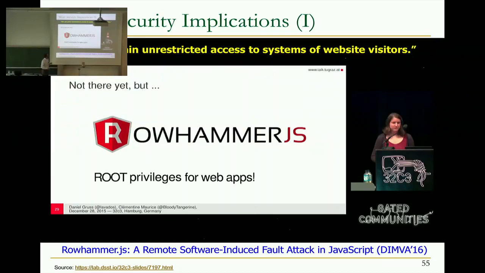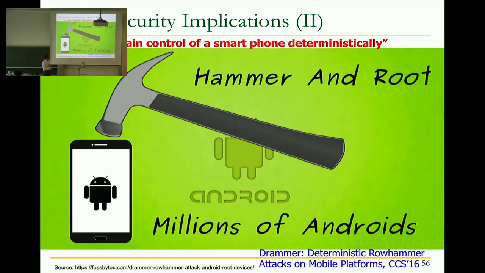This is work by TU Graz, showing that you could gain unrestricted access to systems of website visitors, doing this attack remotely through JavaScript. This is very interesting. This is another work by Vrije University in Amsterdam that shows that you could do these attacks on Androids. They actually have an app you can download, probably, to get compromised if you're interested. What this basically shows is that you could launch these attacks deterministically. They wrote a program that profiles the memory of a phone and figures out which bits are vulnerable to Rowhammer. And once you know a bit is vulnerable to Rowhammer, it's going to be vulnerable forever, almost, most of the time. That's what our paper showed, actually.